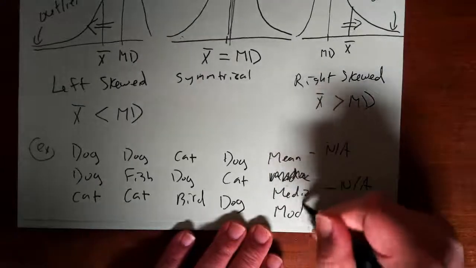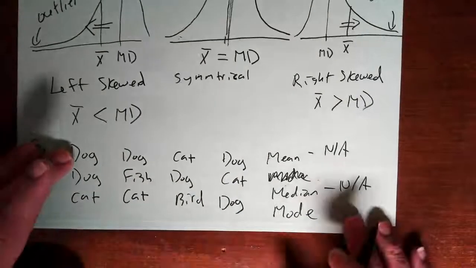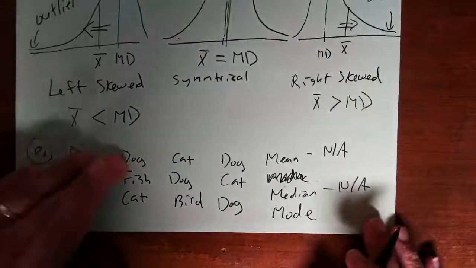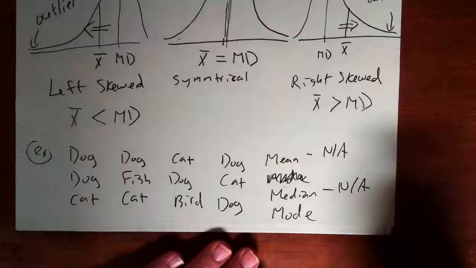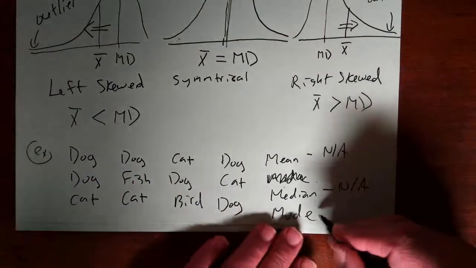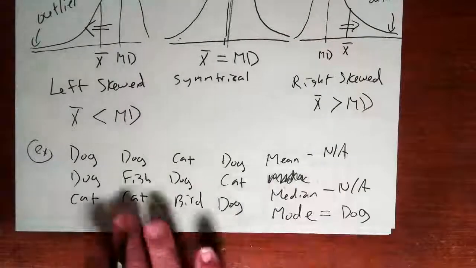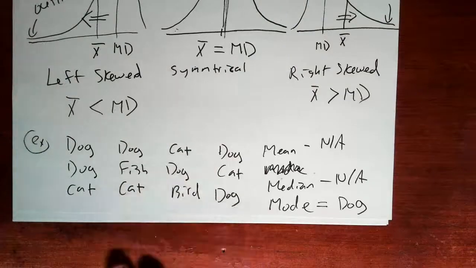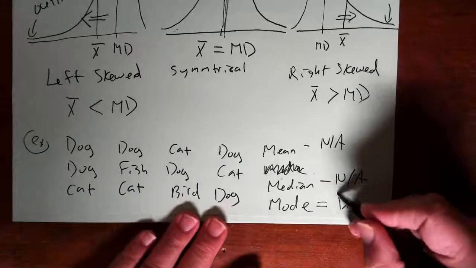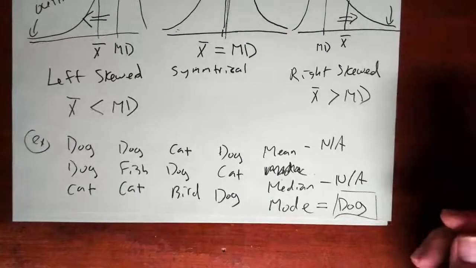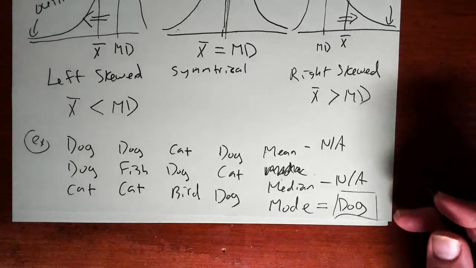And then finally, the mode. In this case, I can find the mode. I just have to figure out which pet occurs the most. So there's 1, 2, 3, 4, 5, 6 dogs. 1, 2, 3, only 4 cats. And the fish and bird only occur once. So the mode is actually equal to the dog. And so in this case, if you have qualitative nominal data, the mode is the only measure of center that you can use.